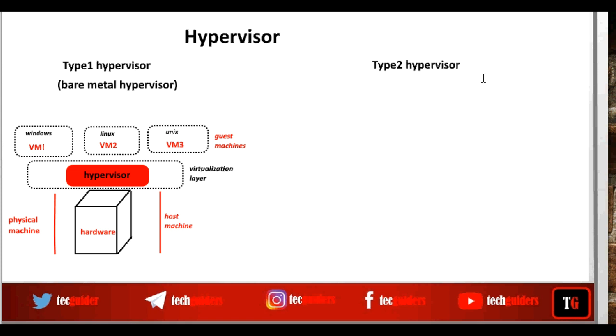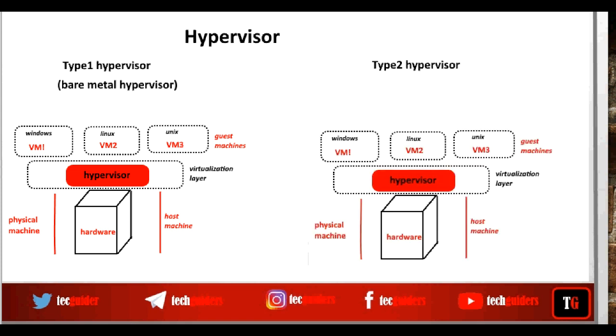On the other hand, in type 2 hypervisor, the physical machine has its own operating system and the hypervisor sits above this operating system and manages the different virtual machines, each with its own operating system. The operating system of the physical machine can be referred to as the host operating system, and the operating system of the guest machines can be referred to as the guest operating system. So the type 2 hypervisor is also called hosted hypervisor.